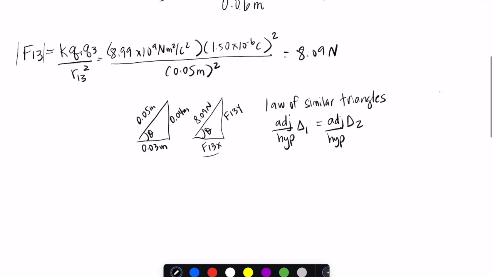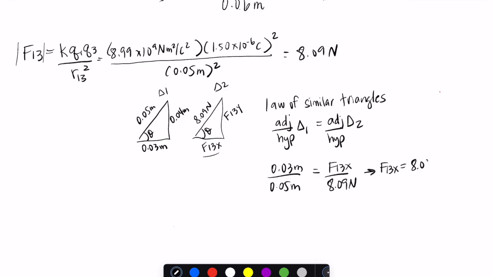So for triangle, if we call this triangle 2 and this triangle 1, then we would do 0.03 meters over 0.05 meters equals F13x over the hypotenuse, which is 8.09 newtons. Now we can solve for F13x pretty easily. And that gives us 4.85 newtons.